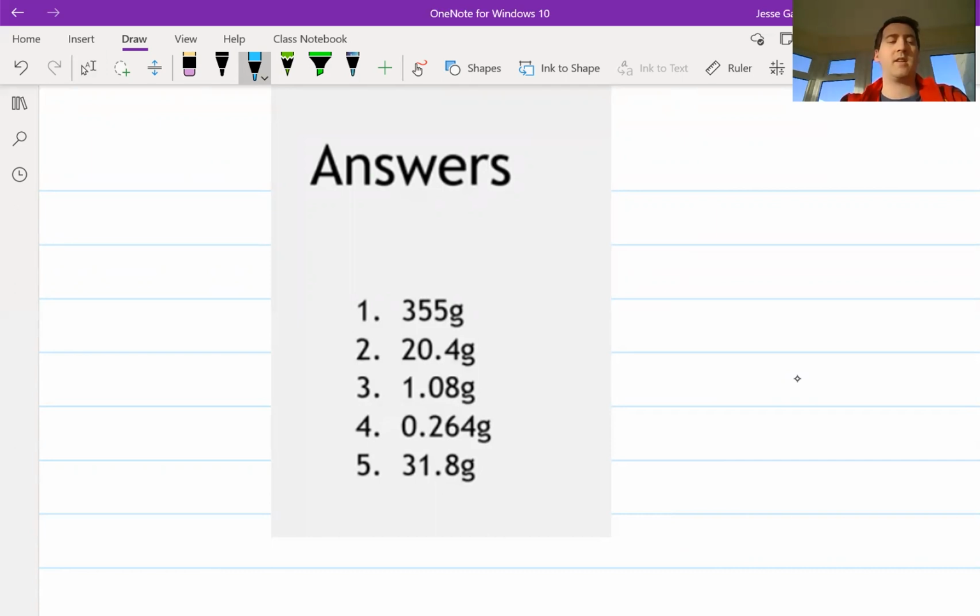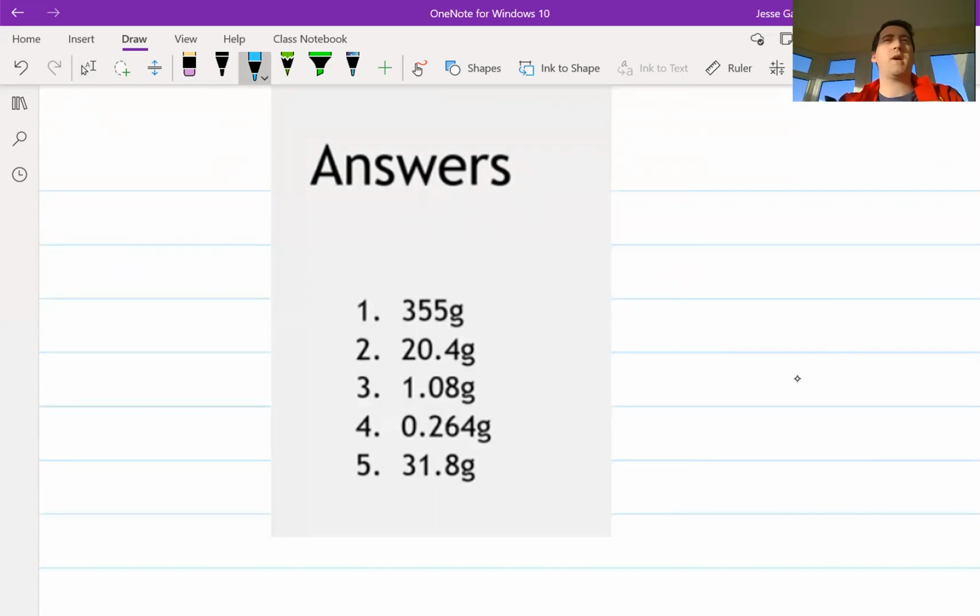All right, so that's the basics. You now know how to use the mole equation to work out how many moles you have if I give you a mass of a substance. And you also know how to use it to work out how much mass you have if I give you a certain amount of moles of a substance. That's what we've done in these 5 questions today.